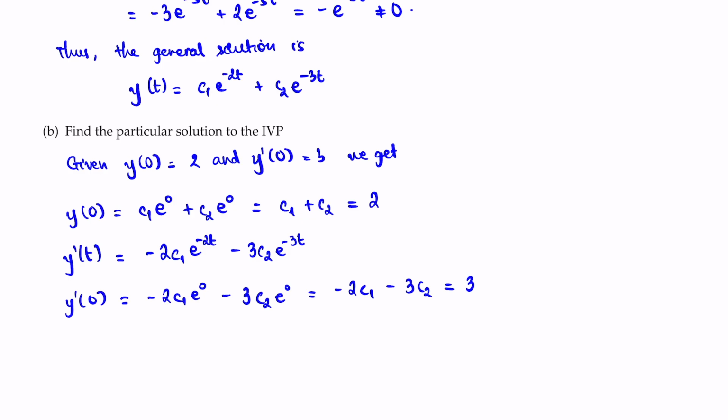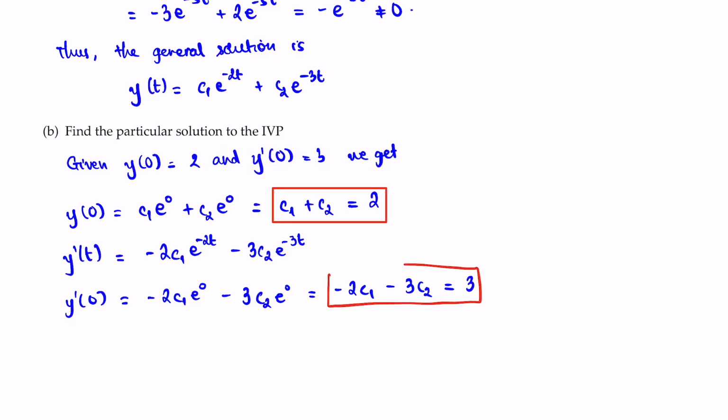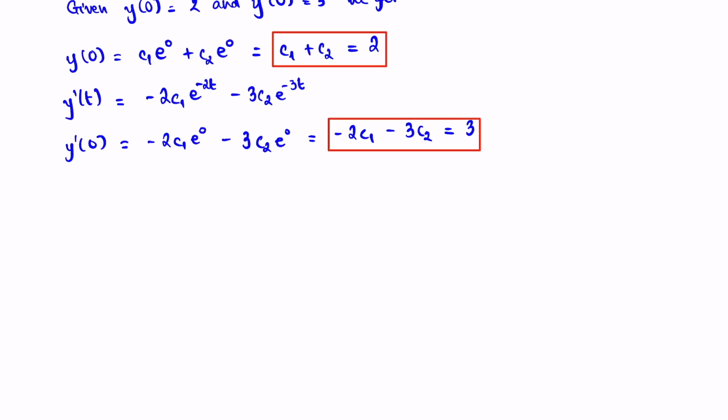So you have two unknowns, c1 and c2, and two unknowns require two equations in this case. So c1 plus c2 equal to 2, so that's one equation. And then another equation is negative 2c1 minus 3c2 equal to 3. And from here you can solve a system of two equations with two unknowns to find c1 and c2. So I'm going to combine these two equations. Then you have c1 plus c2 equal to 2 and negative 2c1 minus 3c2 equal to 3. So hopefully you know how to solve a system of linear equations here.